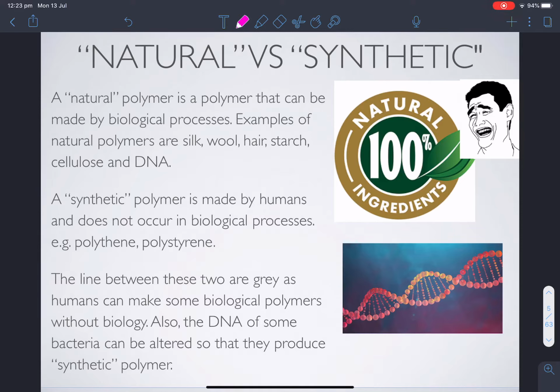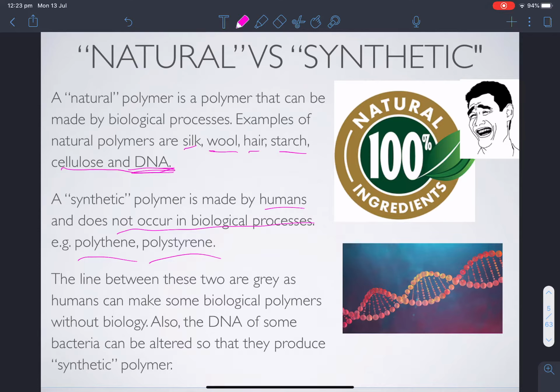Natural versus synthetic. A natural polymer can be said to be made by biological processes. Examples of natural polymers are silk, wool, hair, starch, cellulose, and the most important, DNA. And for a synthetic polymer, we might use the term for the ones that do not occur in biological processes that humans have made, like polyethylene and polystyrene.